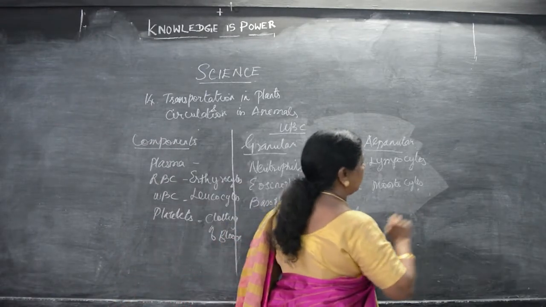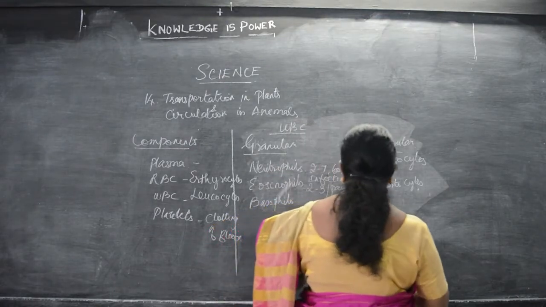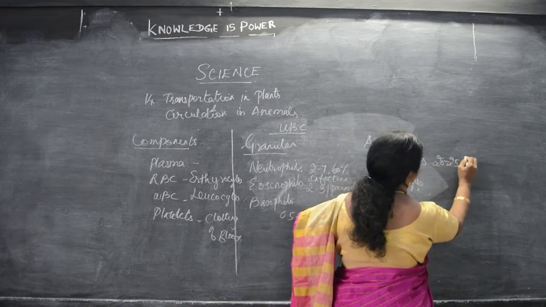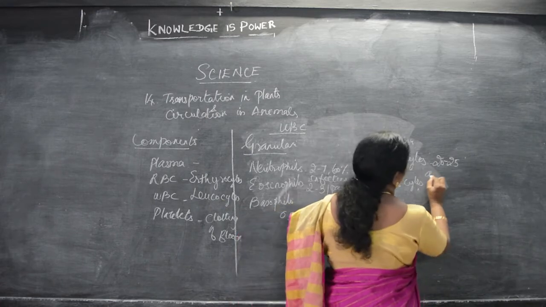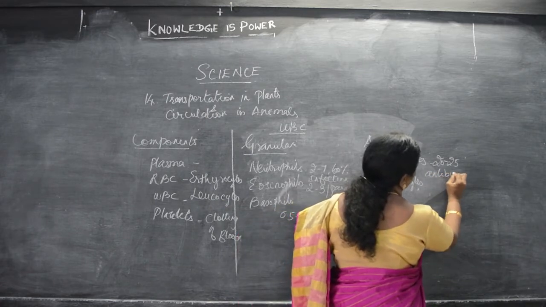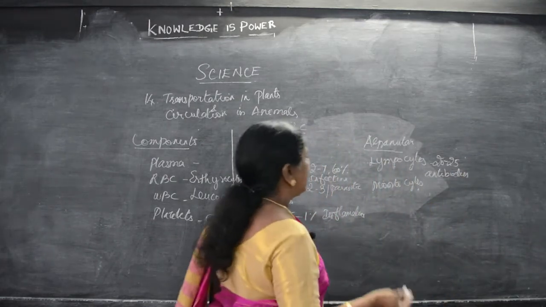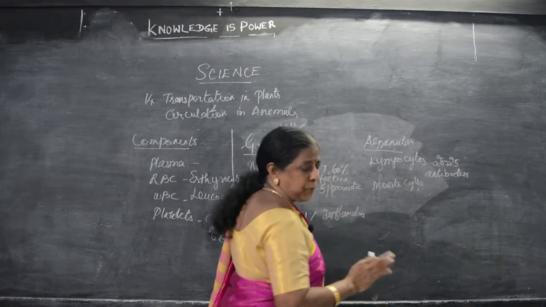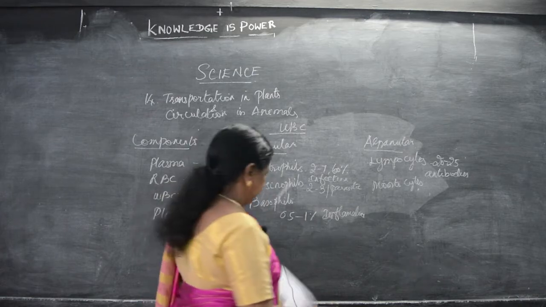The agranular cells are lymphocytes and monocytes. There are two types. Lymphocytes are 20 to 25%. They produce antibodies. These antibodies help us to fight diseases. So, WBC is otherwise known as a protector. It is protecting our body from diseases.